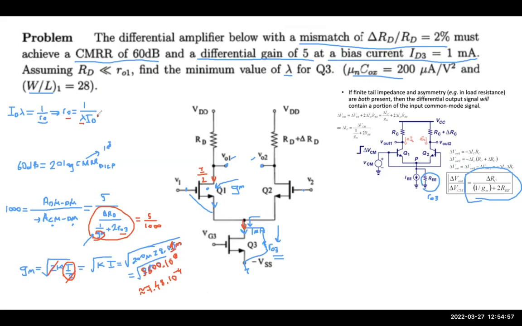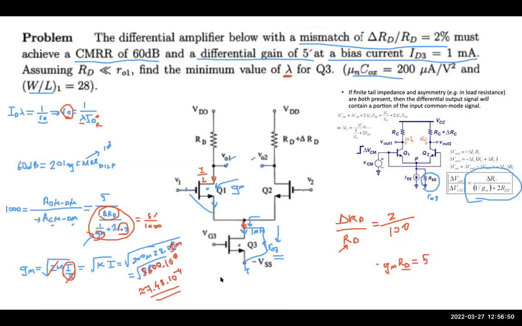We know this is 1 milliamp for this transistor. So it's asking us this one. That means we need to find this. We know this, we know this, we need to find this. And delta RD over RD is 2%. That means we need to find RD to find delta RD. How do you find RD? What is the gain of this differential amplifier? Differential gain is 5. Formula-wise, minus GM RD, taking the absolute value, so GM RD is 5. We know GM, so that means we can find RD.